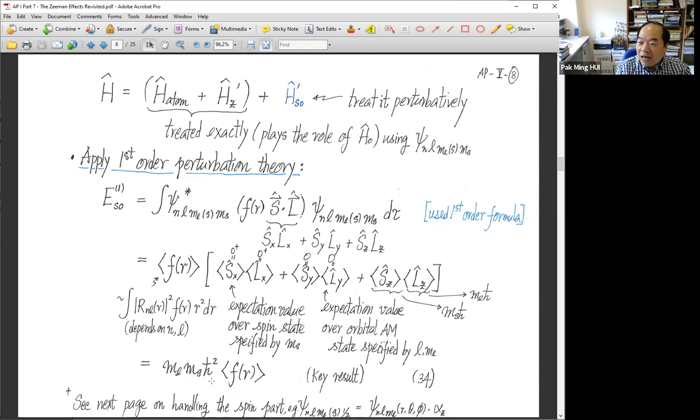There is an R integral to do. Recall this is a function of R. This wave function has a radial part, R_nl, which is a function of R, the radial function. So you can look up what the hydrogen state is.